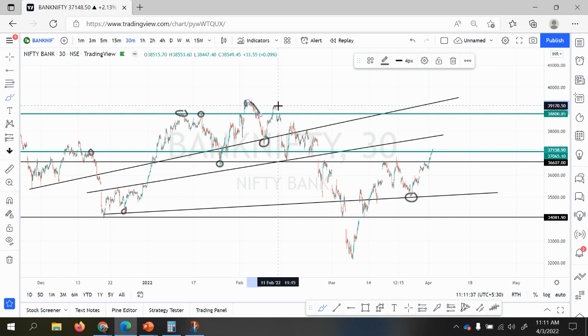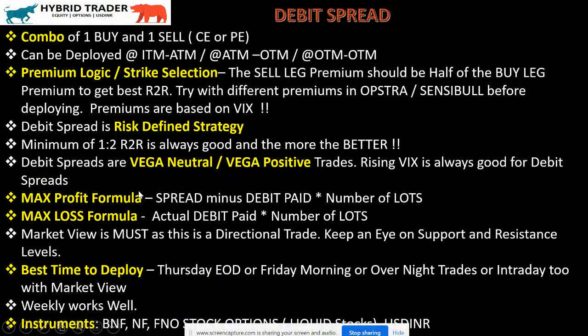Maybe here I would not have taken the debit spread until the market had broken this high. Even if someone goes for the debit spread the moment they see the resistance get broken, it could be a false breakout, so we will end up in a loss-making trade. I just wanted to give you an insight on this. So you need to have a market view for going for debit spreads. All right, that's what I was trying to cover here.